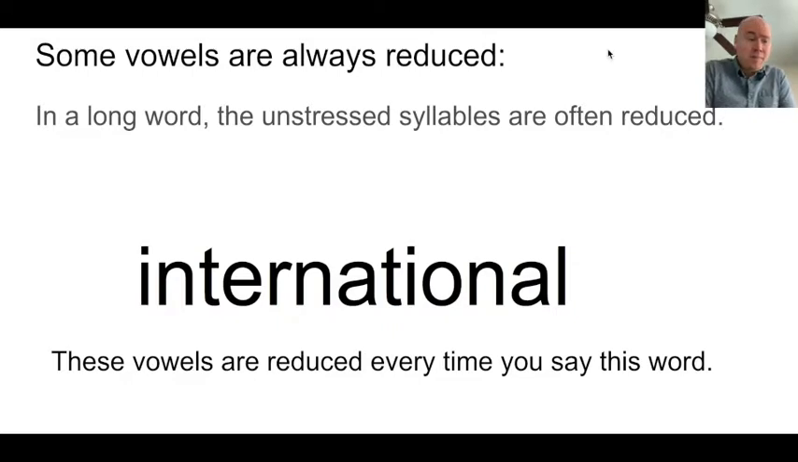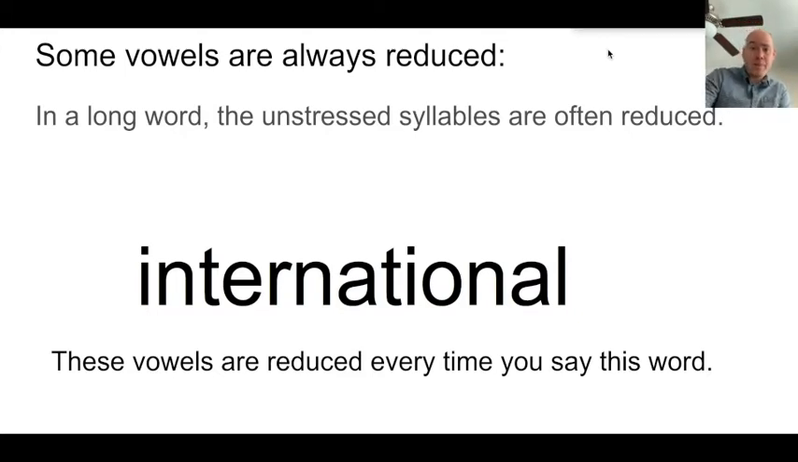So some vowels are always reduced, meaning you see an O, but you don't hear O, you hear a different sound, right? That's the schwa, the upside down E, the cup of mustard sound. And in a long word, like this word here, some vowels are always reduced, and they're always reduced every time you hear that word. Every time you say that word, the same vowels will be reduced.